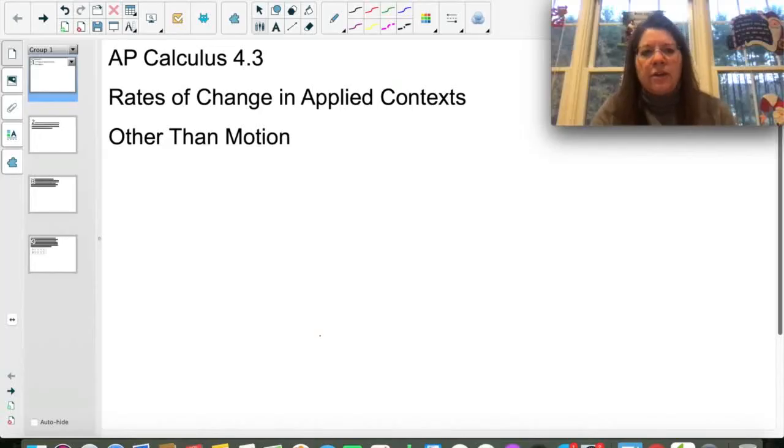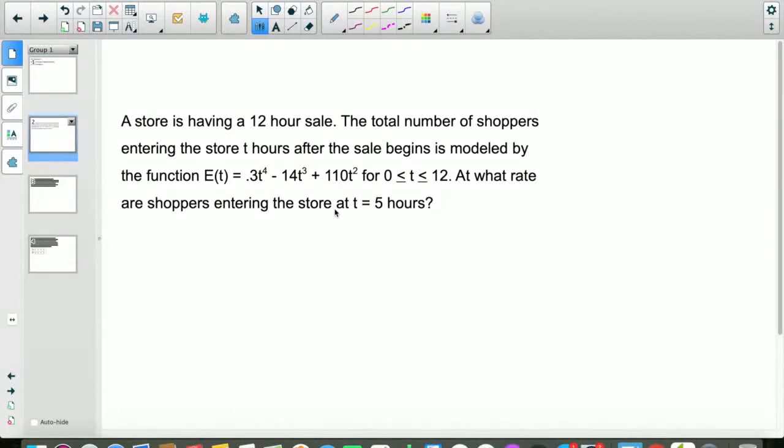This is AP Calculus 4.3, rates of change in applied context other than motion. A store is having a 12-hour sale. The total number of shoppers entering the store t hours after the sale begins is modeled by the function E of t equals 0.3t to the fourth minus 14t cubed plus 110t squared.